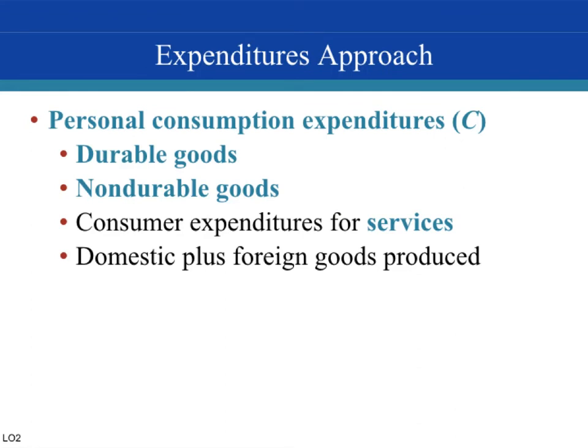Okay, so let's look at the expenditure approach a little more closely. Consumption is what households spend on goods and services. So this is when you go to the grocery store and you buy your milk. This is when you go get a haircut. That would be consumer expenditures for services. Durable goods would be, for example, your cars, your furniture, goods that are expected to last 3 years or more. Non-durable goods are goods that are expected to not last for 3 years, so basically less than 3 years of life. Okay, let's move on.